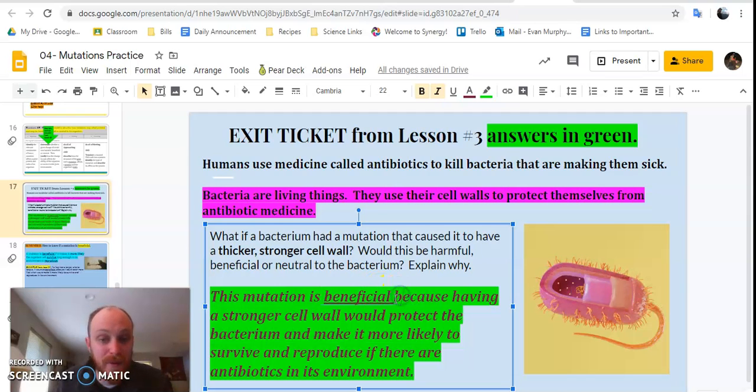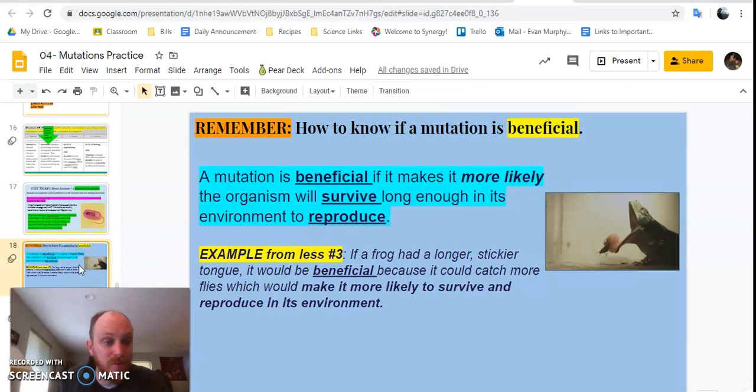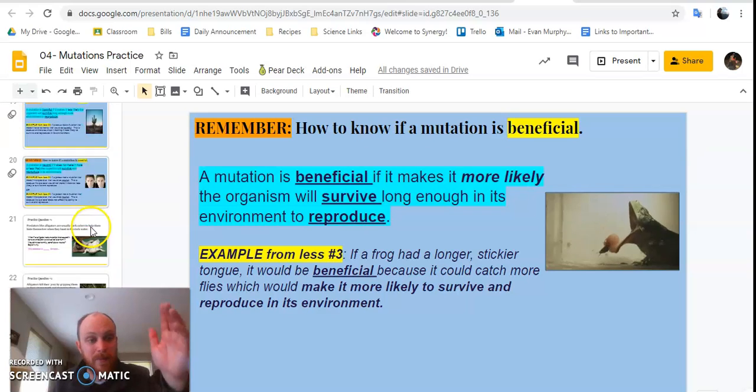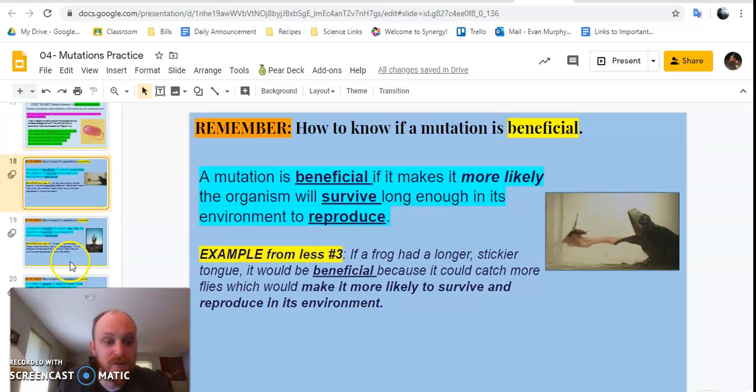In this case, it is beneficial because having a stronger cell wall would protect it and make it more likely to survive if there are antibiotics in the environment. If there are no antibiotics in the environment, it actually might not help that much. So that part about the environment is actually really important. So here I'm going to do these 3 slides to kind of explain how do you know if a mutation is beneficial, harmful, or neutral. And I'm going to give you an example of each, and then there's 4 questions for you to finish.